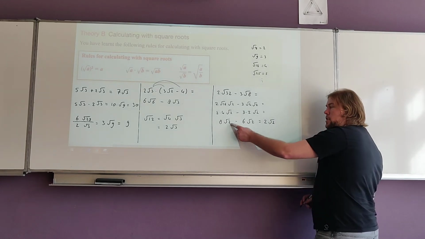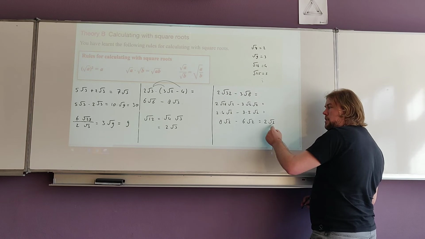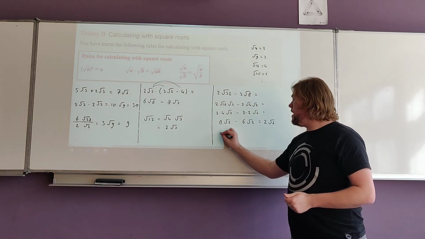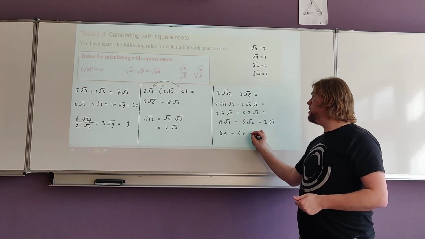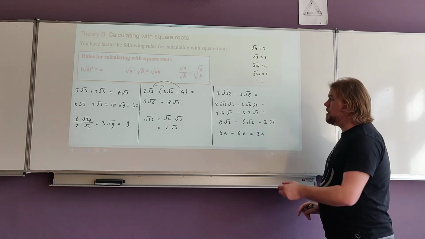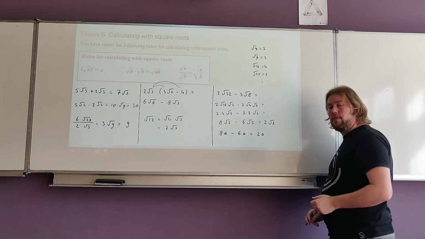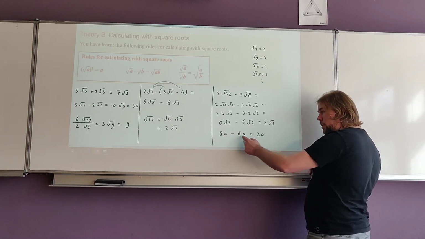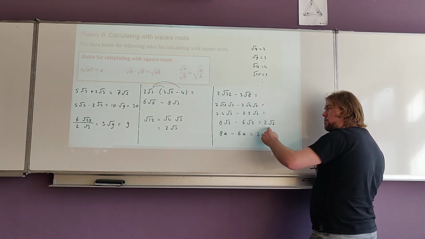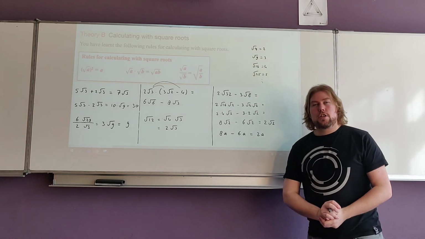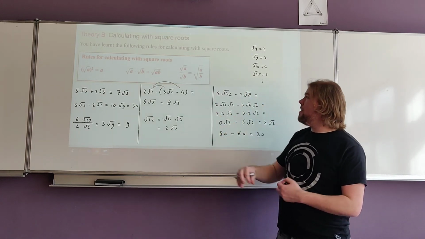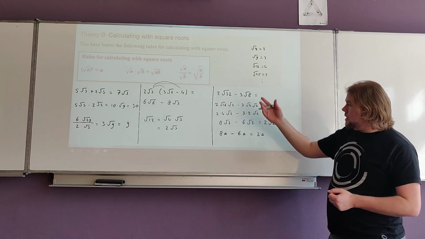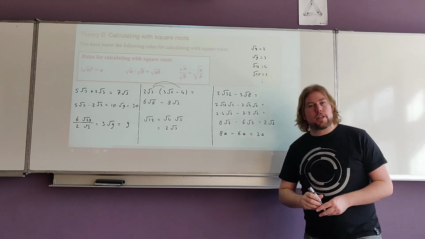So remember, this one doesn't change. The square root of 2 stays the same, just like 8a minus 6a is also 2a. So the a does not change. So it is very similar to algebra. Algebra is just calculating with letters, but now you calculate with square roots. So it's the same thing. So you have to know these rules, you have to know when to apply them, and then you can solve all of these simplifying exercises.